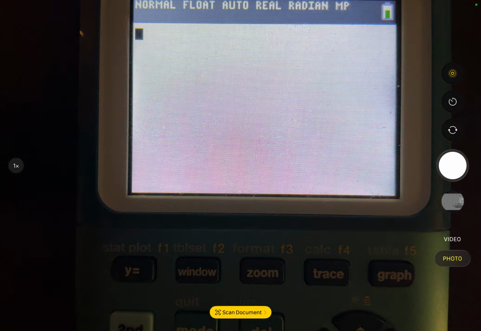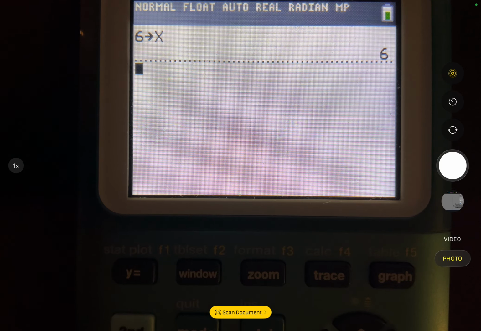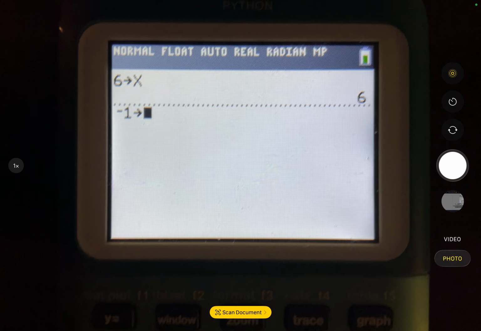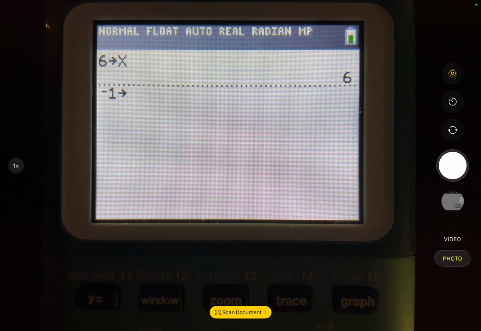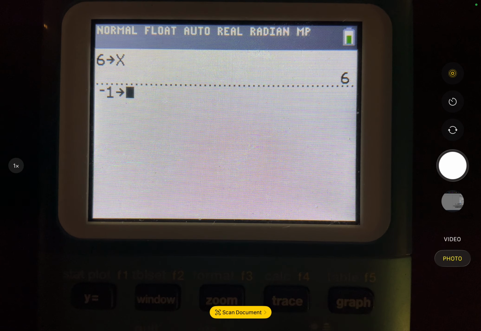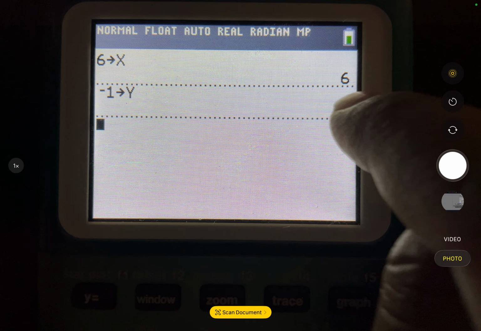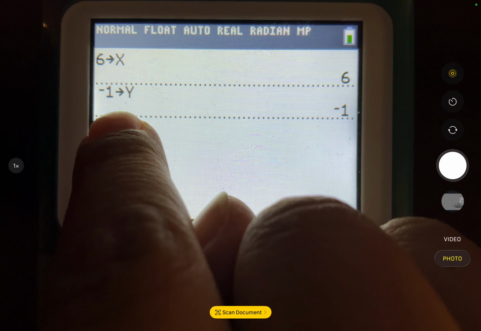So go to your home screen. We're going to store both numbers. We're going to store X and Y. So I'm going to type in 6, store X. And then -1, store. Now to type the Y, I feel like a lot of you guys have already figured out how to text with these calculators. You're going to press alpha 1. There's the Y. The Y is in yellow, so alpha 1. Enter. So now it's going to plug in a 6 for X and a -1 for Y.